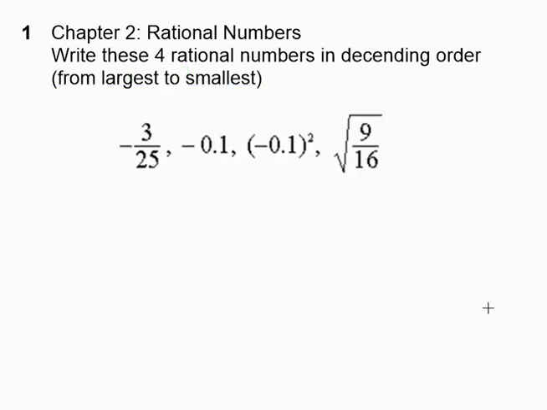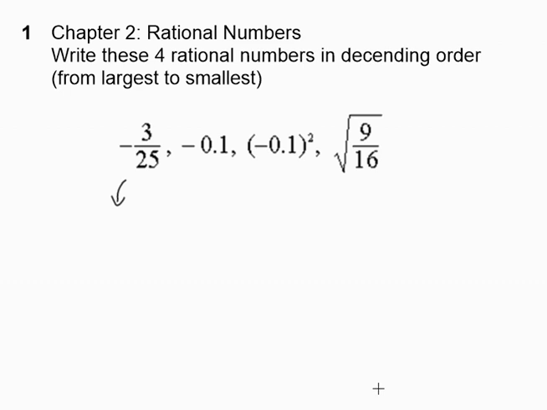We have 4 numbers, and in order for us to compare them, they all have to be in the same form. And if you choose fractions, they not only have to be the same form, but they have to have the same denominator. So the easiest way for us to examine and rank these numbers is to change them all to decimals. So the first one we're going to do here is negative 3/25.